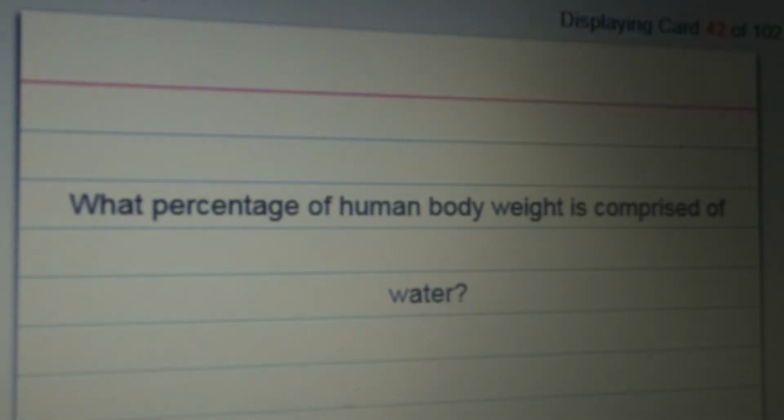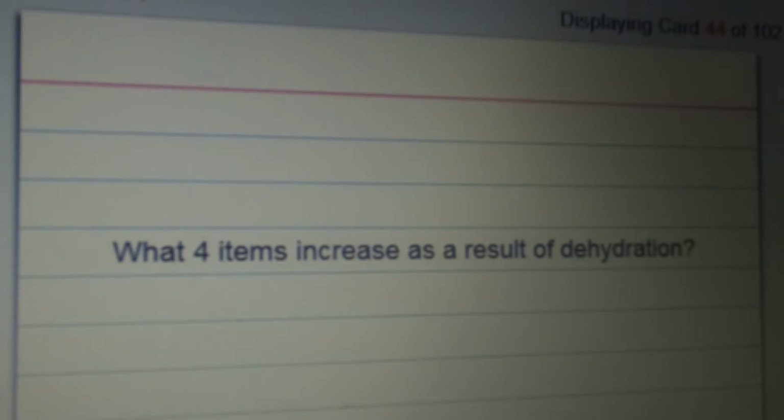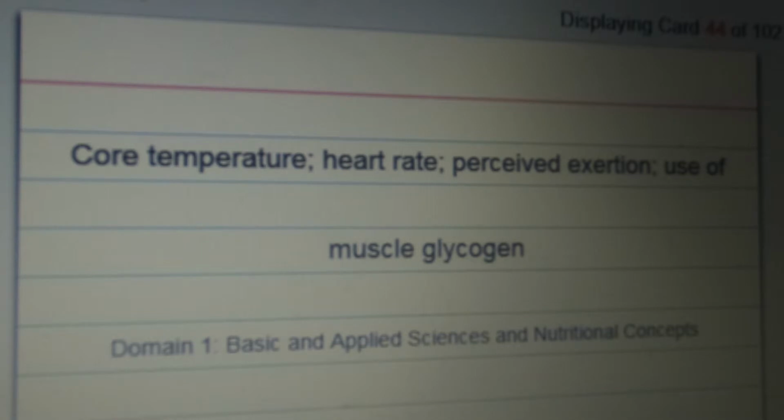What percentage of human body weight is comprised of water? 60%. What 6 items decrease as a result of dehydration? Blood volume, performance, blood pressure, sweat rate, cardiac output, blood flow to skin. What 4 items increase as a result of dehydration? Core temperature, heart rate, perceived exertion, use of muscle glycogen.